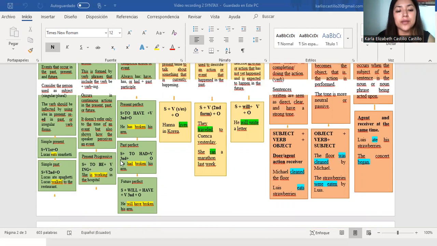In the past perfect, subject plus to have plus verb in the third person and object. For example, he had broken his arm. And the future perfect, we follow the grammatical rule: subject plus will plus have plus verb in the third person and object. For example, he will have broken his arm.